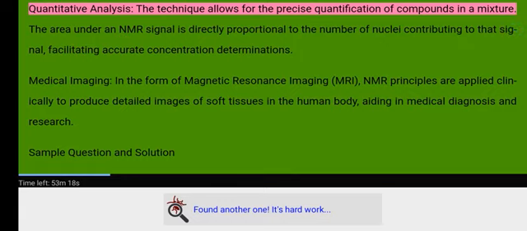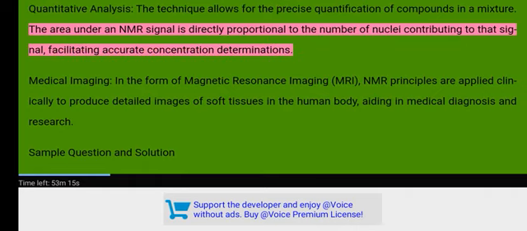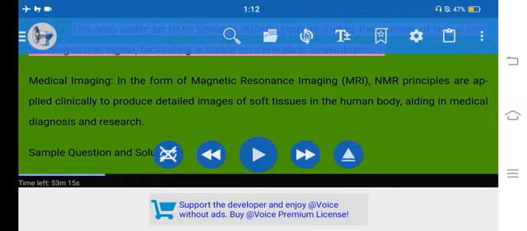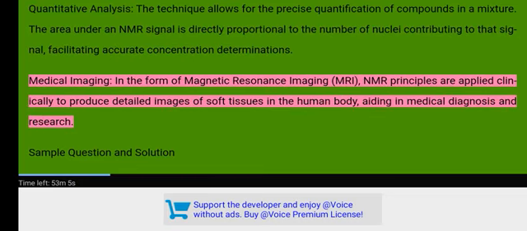Quantitative analysis. The technique allows for the precise quantification of compounds in a mixture. The area under an NMR signal is directly proportional to the number of nuclei contributing to that signal, facilitating accurate concentration determinations. Medical imaging. In the form of magnetic resonance imaging, MRI, NMR principles are applied clinically to produce detailed images of soft tissues in the human body, aiding in medical diagnosis and research.